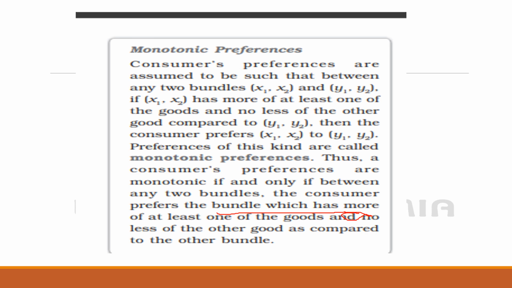Let's compare two bundles. A consumer's preferences are assumed to be such that, between one bundle consisting of x1 and x2 and another bundle consisting of y1 and y2, if (x1, x2) has more of at least one of the commodities and no less of the other commodity compared to (y1, y2), then the consumer would prefer (x1, x2). Why? Because this has more of at least one commodity and not less of the other compared to (y1, y2). That is why the consumer does this.